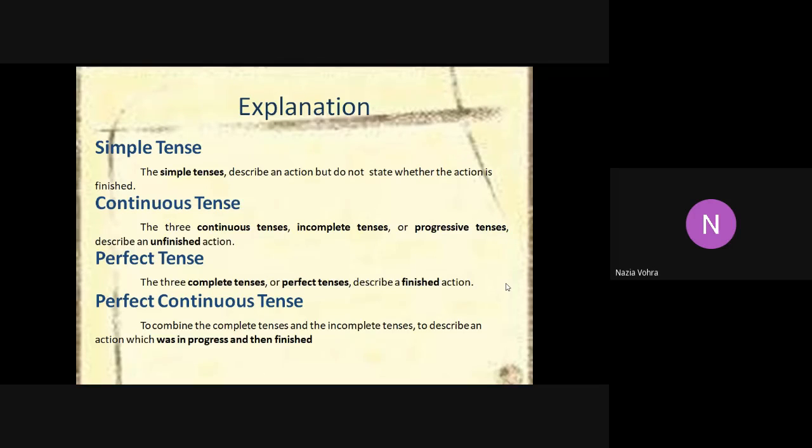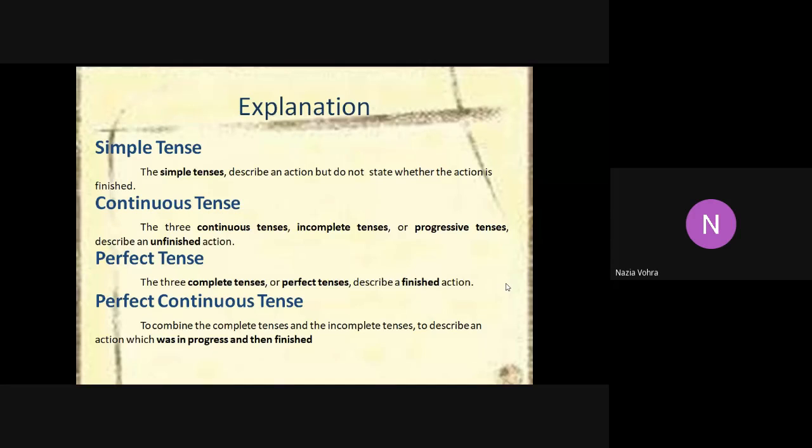Now, the continuous tenses, also called incomplete tenses or progressive tenses, describe an unfinished action. When I say an unfinished action, it means the activity is still ongoing. The activity has not finished, and that is why we say it's an unfinished action.